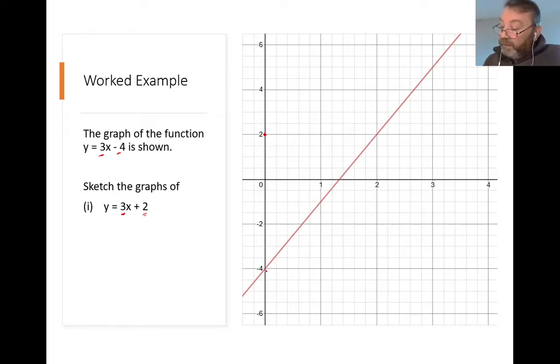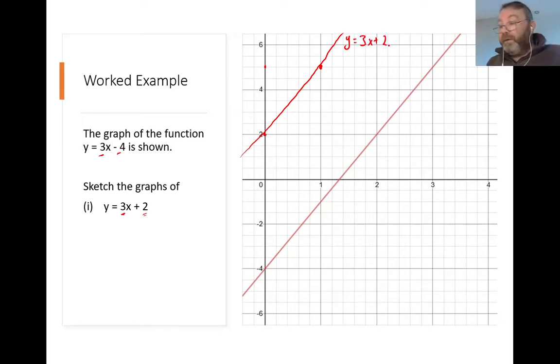Well, let's take a look first of all and see what happens in relation to this. It's the same slope. So how did I get from minus 4 using the slope of 3? I went up by 3 and out by 1. So the same thing applies here. You can go up by 3 to 5 and out by 1. And if you look carefully, if I join those 2 points together as best I can, I'm going to end up getting a parallel line to the original 3x minus 4. Okay, and that line there is y equals 3x plus 2.